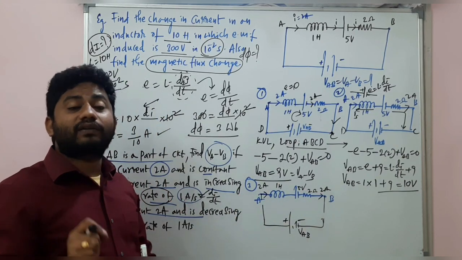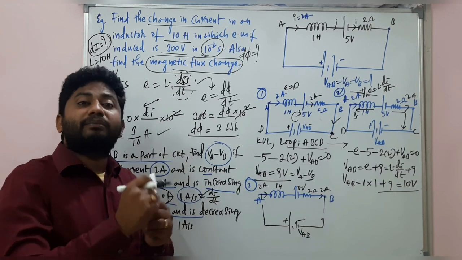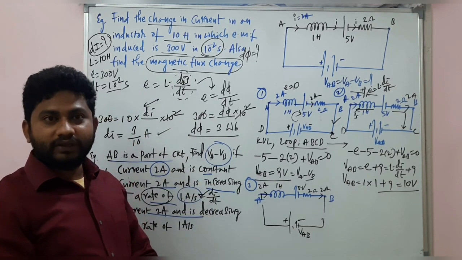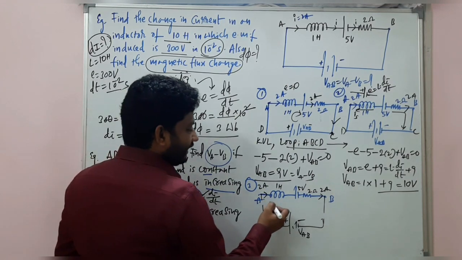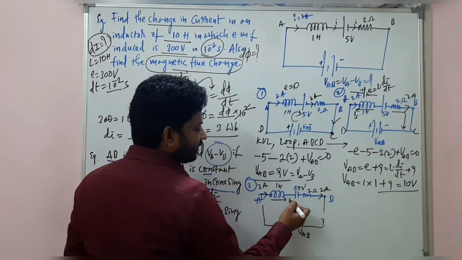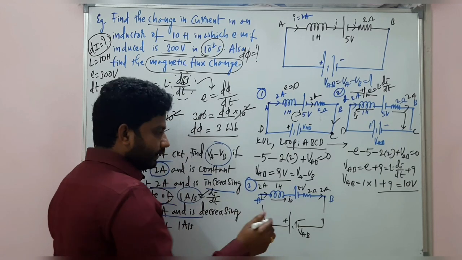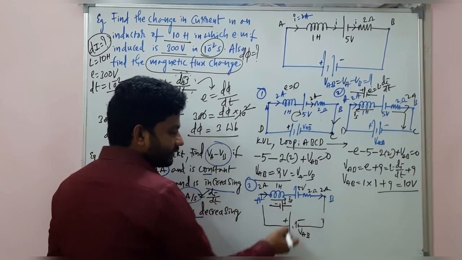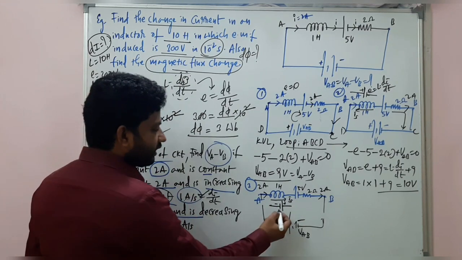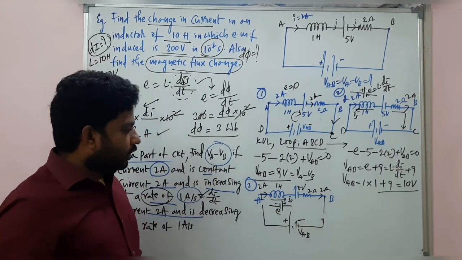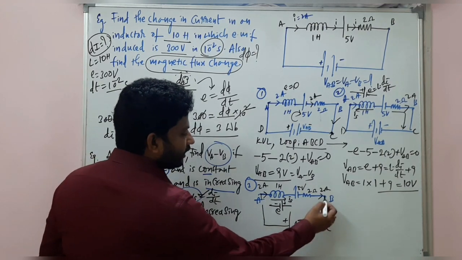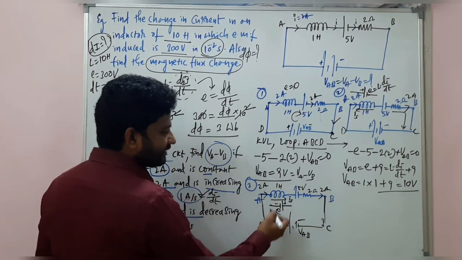When the current is decreasing, the induced EMF will try to oppose the growth of the current. So that means induced current will be in this direction and the induced EMF will be like this. This is the induced EMF direction E. Now same by using Kirchhoff's voltage loop, A, B, C, D is the loop. Okay, A, B, C, D is the loop.